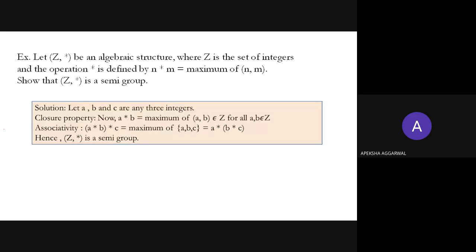not. Now another example, (Z, *). And star operation is defined as n star m is equal to maximum of n and m. So whether it's a semigroup or not. So I suppose this is associative, yes, and it is closed also. Right? Hence, it's a semigroup. Clear?